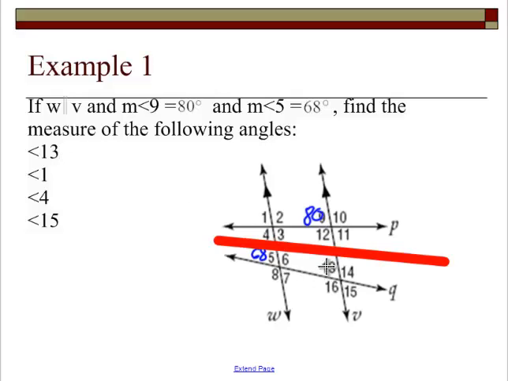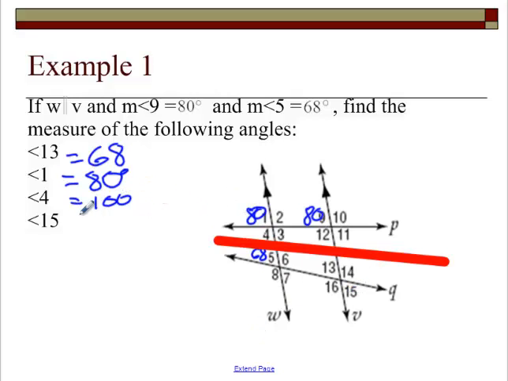So angle 13 is in this bottom picture, and it's corresponding with angle 5. So if angle 5 is 68, so is angle 13. Angle 1 is in the top half of the picture, and 1 and 9 are corresponding angles, which means that's 80 as well. Angle 4, well here, let me put 80 in here. Angle 1 and angle 4 are a linear pair, which means that's 100.